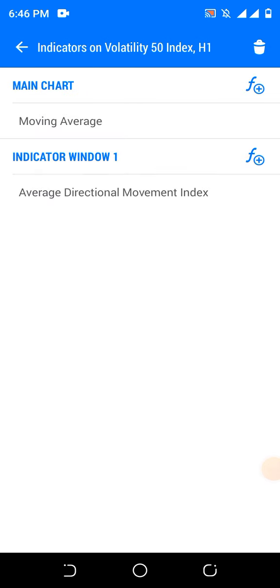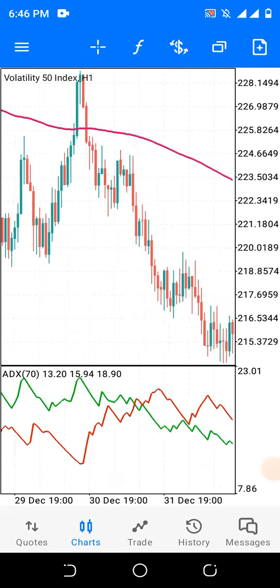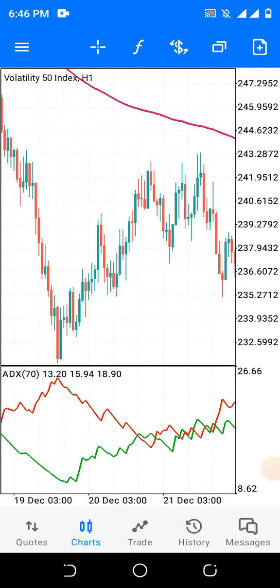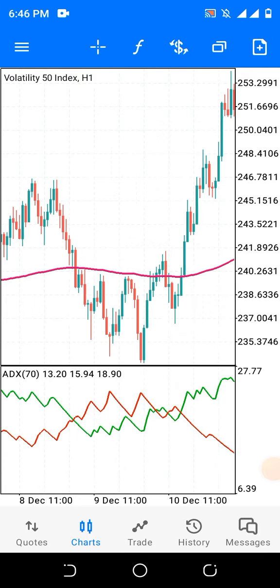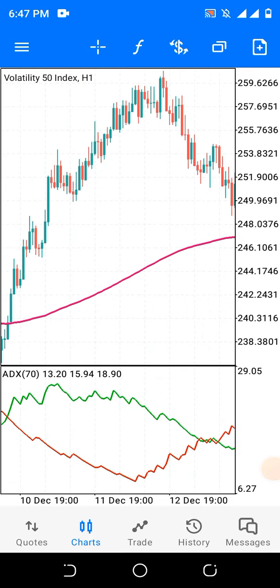So now let's go back to our chart, and I will show you how to make use of this strategy and make massive profit. Now this is our chart and our indicators, everything is on the chart. Now let me show you how to make use of these indicators and record massive profit.